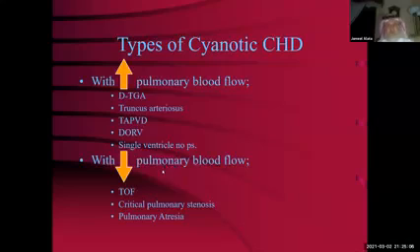Good examples of decreased pulmonary blood flow cyanotic congenital heart disease are tetralogy of Fallot, critical pulmonary stenosis, not any pulmonary stenosis, critical pulmonary stenosis, and pulmonary atresia, or the above in association with significant pulmonary stenosis. Like if you have single ventricle with severe PS, then it will go into this type.